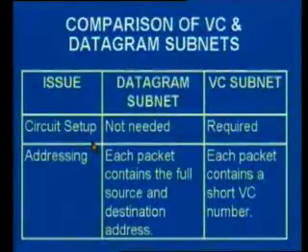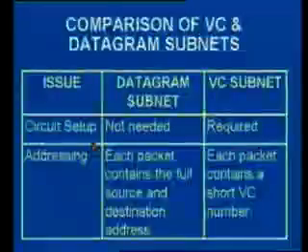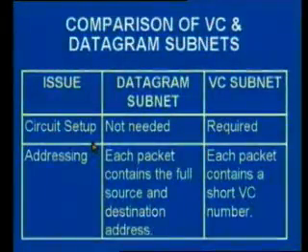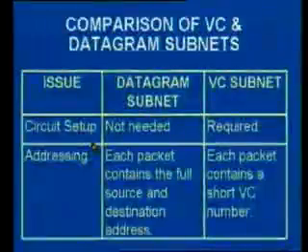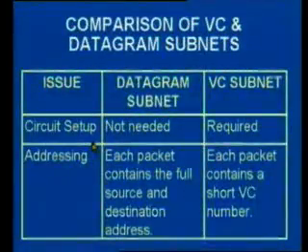Now let's see this table. I will take up a number of issues and examine how the datagram subnet is different from the virtual circuit subnet. Let's say I have to route a packet. Do you have to set up any circuit? So the first issue is whether circuit setup is required or not. Like in a telephone call, yes, a circuit is established, and only then are you talking to somebody.